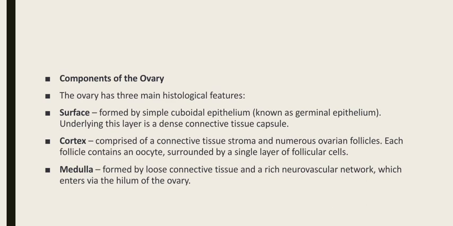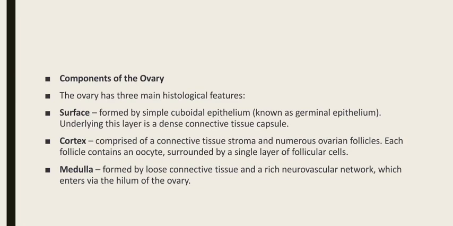The ovary has three main histological features. One is the surface. It is formed by the simple cuboidal epithelium known as the germinal epithelium. Underlying this layer is a dense connective tissue capsule, the cortex. This is composed of connective tissue, stroma and the numerous ovarian follicles. Each follicle contains an oocyte that is surrounded by a single layer of follicular cells.